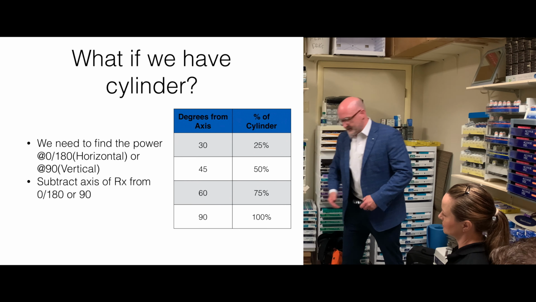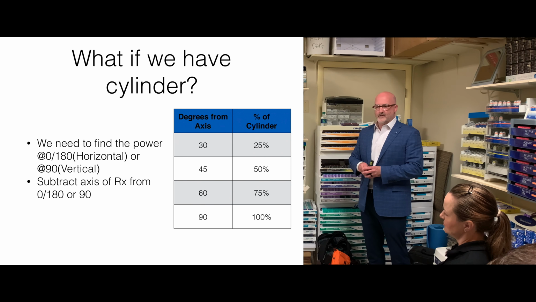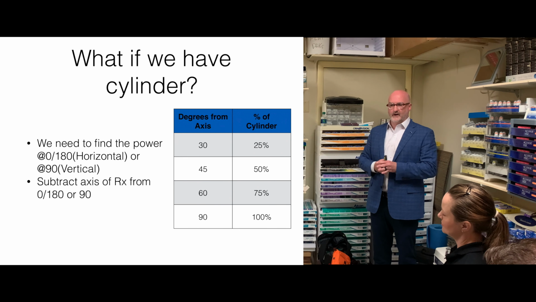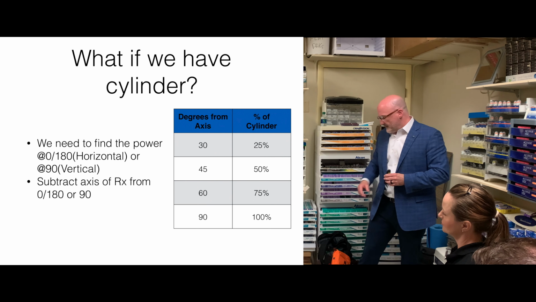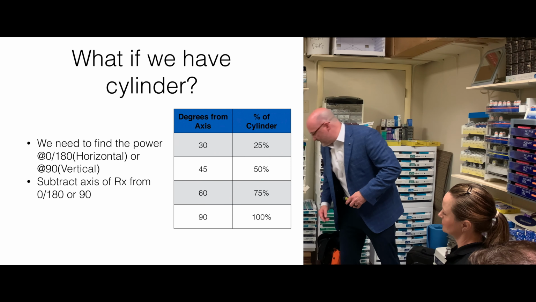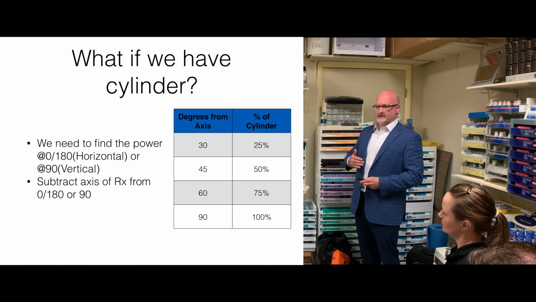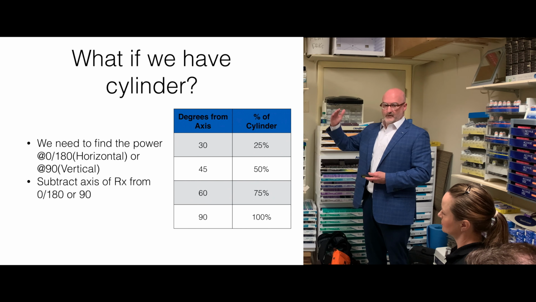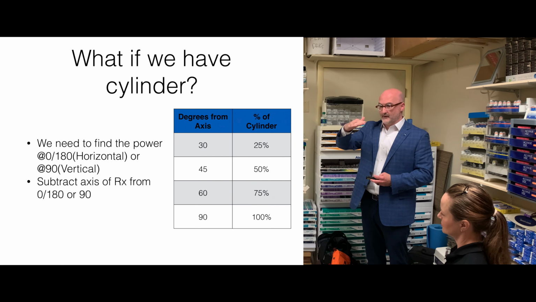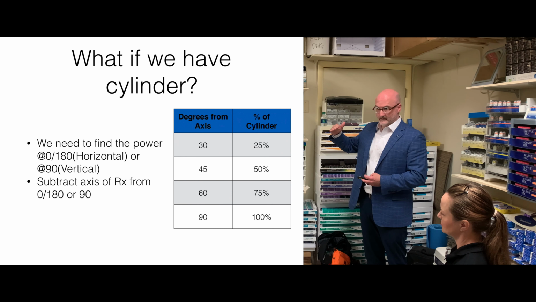Okay, so what if we have cylinder, right? If we have cylinder, then we need to worry about the power in particular meridians, mainly the vertical meridian and the horizontal meridian. So if our axis is 30 degrees, that means 25% of our cylinder is going to act in a particular meridian. So let's say, for example, our axis was 150, and we wanted to find the power at 180. That means we would multiply 25% of our cylinder and add it to our sphere, and that would be the total power in that meridian.